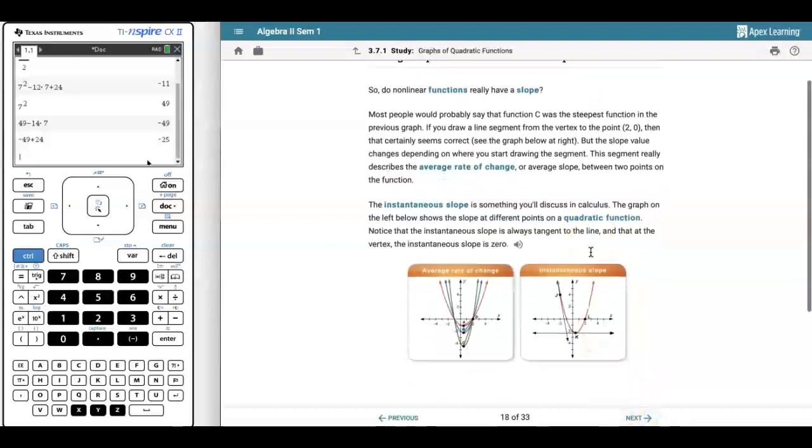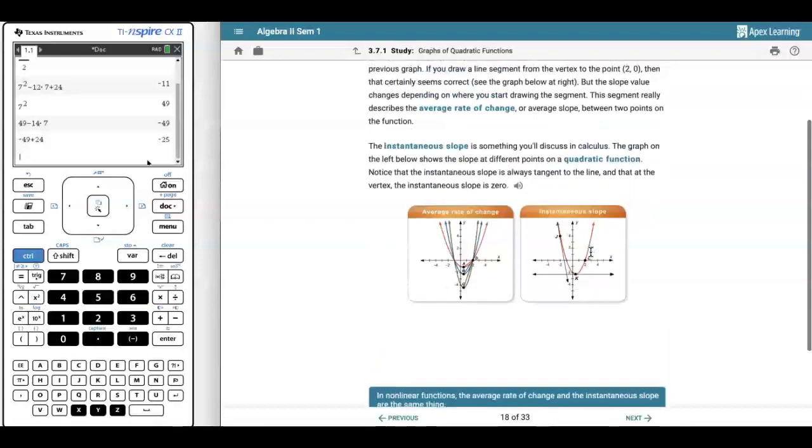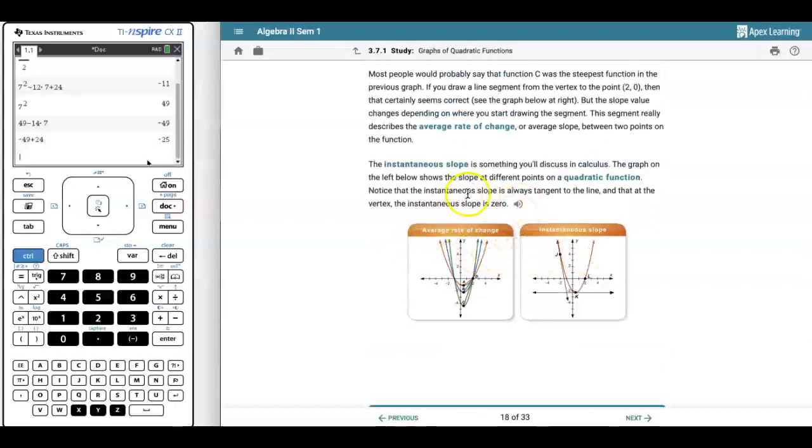And again, nonlinear functions, it's asking, do they really have a slope? Well, the answer is yes, they do, but they have a lot of different ones, which is something you're going to learn more about when you take calculus. But you can talk about this instantaneous slope here. You'll discuss this in calculus, but I've got to introduce it to you. Basically, instantaneous slope is a slope at one specific point. It's not for the entire graph.